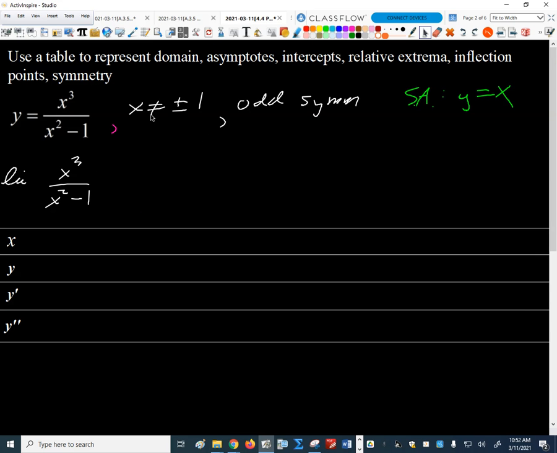What's going on at our, we had to remove two values from our domain, plus and minus 1. Type in chat for me real quick. What's going on? What's interesting about what's happening at x equals plus or minus 1 for our function? What's going on there? Okay, good. So we got vertical asymptotes. Good, good, good. Okay.